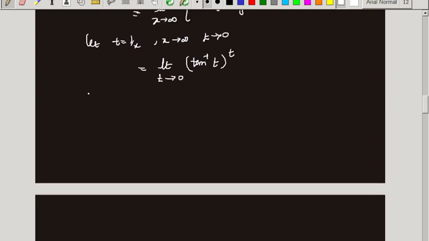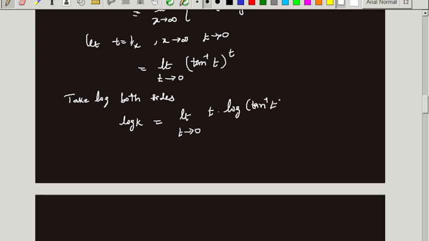What we do? We take log both sides. We must eliminate the power. So first we must write it as f of x by g of x. So we take log both sides. So on the left hand side we get log k equal to limit t tends to 0. This one we can write as t into log tan inverse of t, as we know that log m power n is nothing but n into log m.